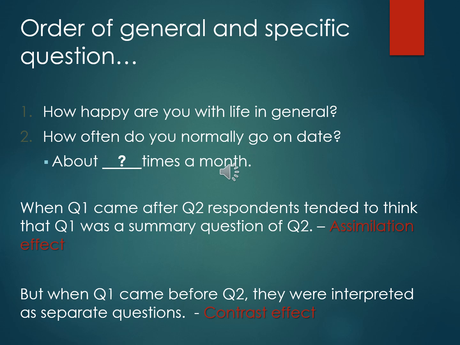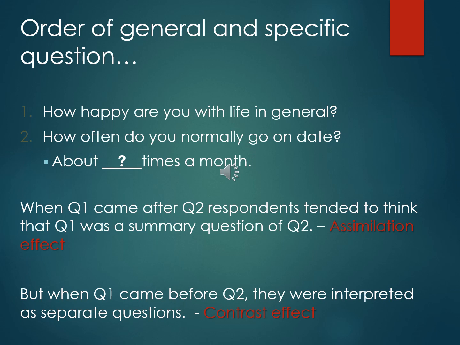How happy are you with life in general? That's a general question that's asked. Then, how often do you normally go on dates? And then you're supposed to answer question number 2 with a specific number, like 2 times, 3 times. So when question 1, however, came after question 2, this means the general question follows the specific question, the responses to these 2 questions appear to become very similar.